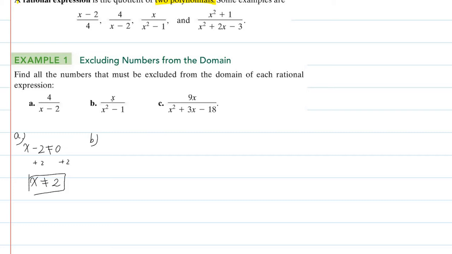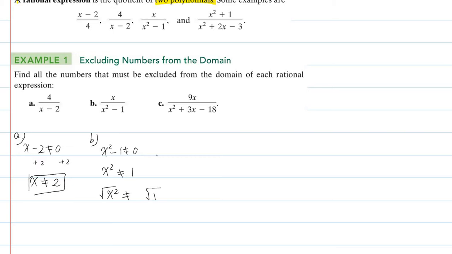Part B. You really don't care about what's in the numerator. You only care that the denominator cannot be 0. When you set this up, you're going to have x squared cannot be 1. Then after this you take a square root of both sides.